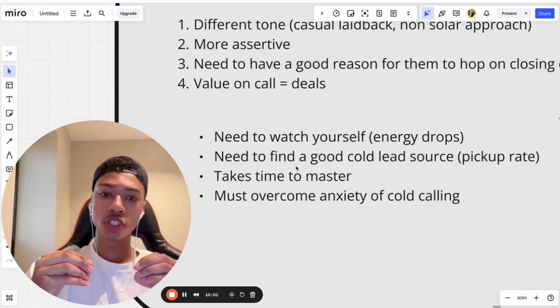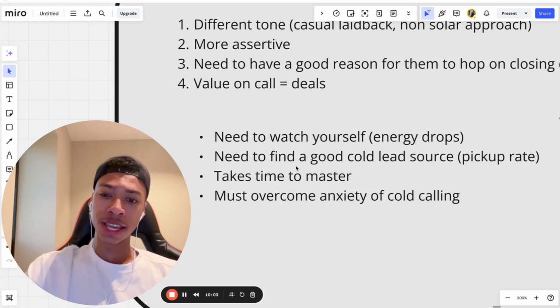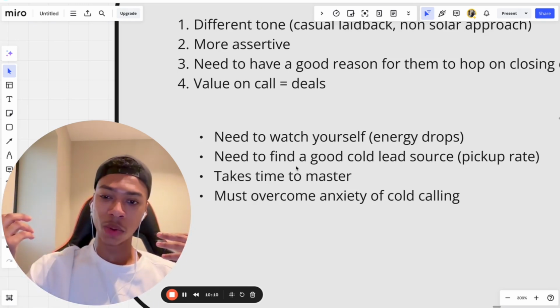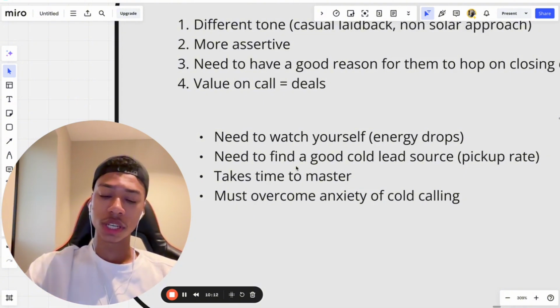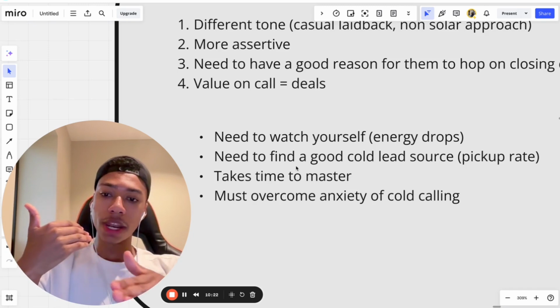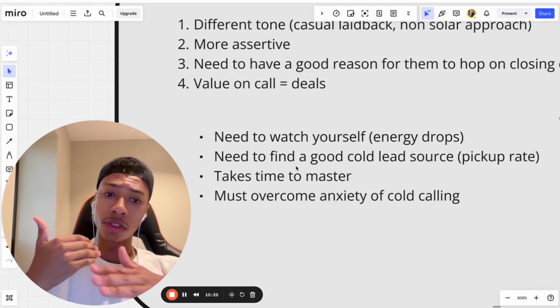You guys need to watch your energy levels and your enthusiasm levels on these cold calls, and constantly be cognizant and aware of what you're thinking in your head, because it can be very daunting to get these rejections. And if you keep taking the rejection personally and keep getting demotivated by it, you're just going to continue to lower your energy and lower your enthusiasm.